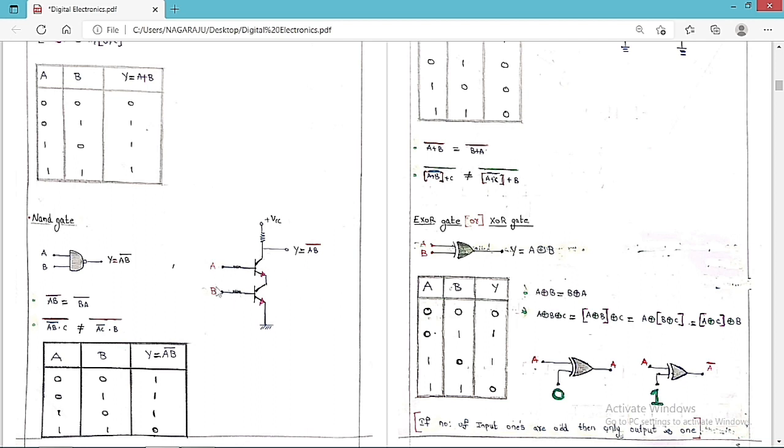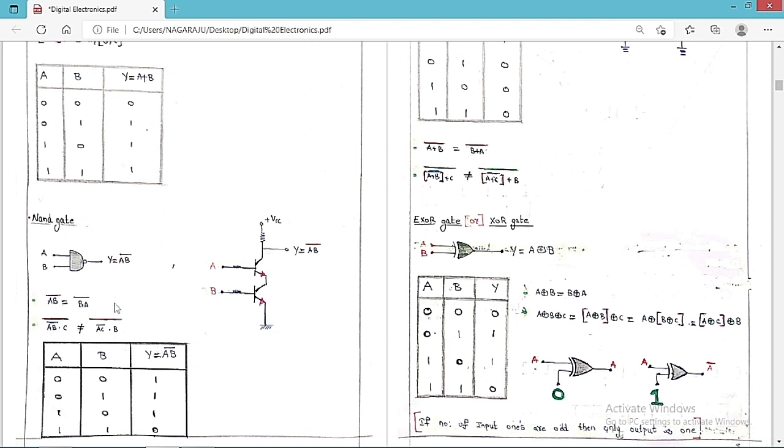Suppose A = 0 and B = 0, both are open, so Y = 1. If A = 0 and B = 1, this is open and this is on, and the current in the switch is 0, so Y is on, therefore Y = 1. If A = 1 and B = 0, again this switch is on and this is off, and the same thing, we get plus VCC, so Y = 1. If both are on, then we get a short circuit, and Y = 0. So this is the circuit diagram of a NAND gate.